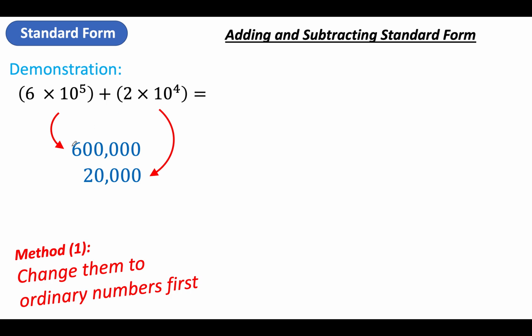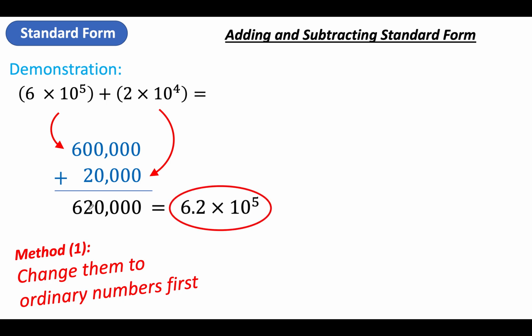But this is my method. This is the straightforward method, right? But you can sometimes make mistakes with this. So you change them both to ordinary numbers first, and then add them together. So I'm going to add my 600,000 and my 20,000 to get 620,000. But then, of course, change it back into standard form afterwards. So it's going to be 6.2 as the decimal, and my decimal point has moved 5 places, or rather my number is 5 places bigger than this.